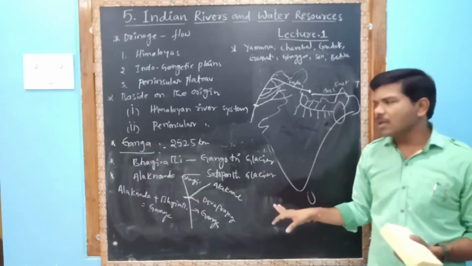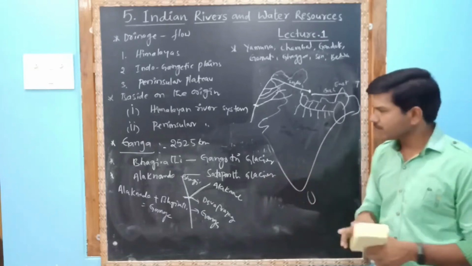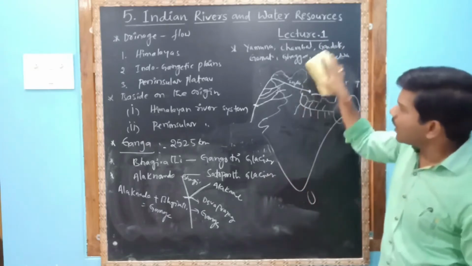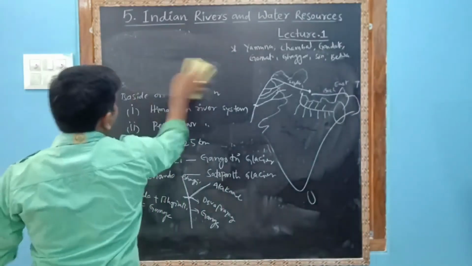This is about the river Ganga. Ganga has two sources, that is Alaknanda and Bhagirathi. Now let us see the Brahmaputra River.